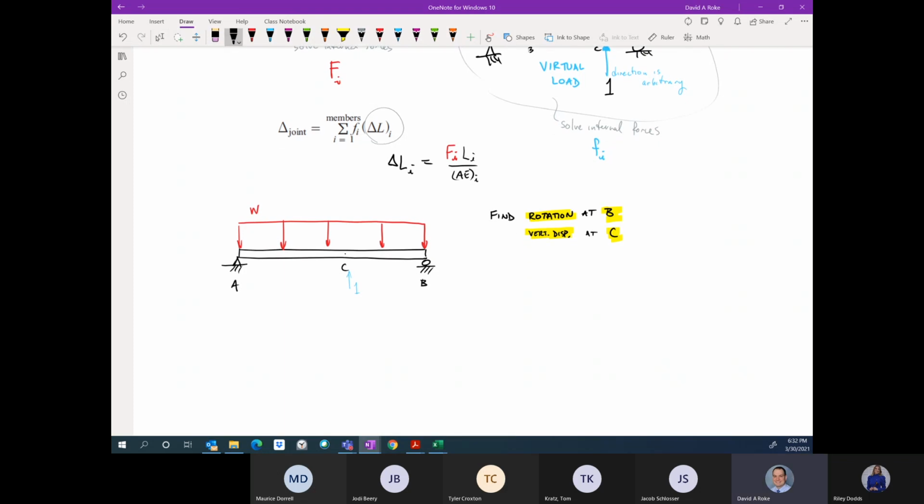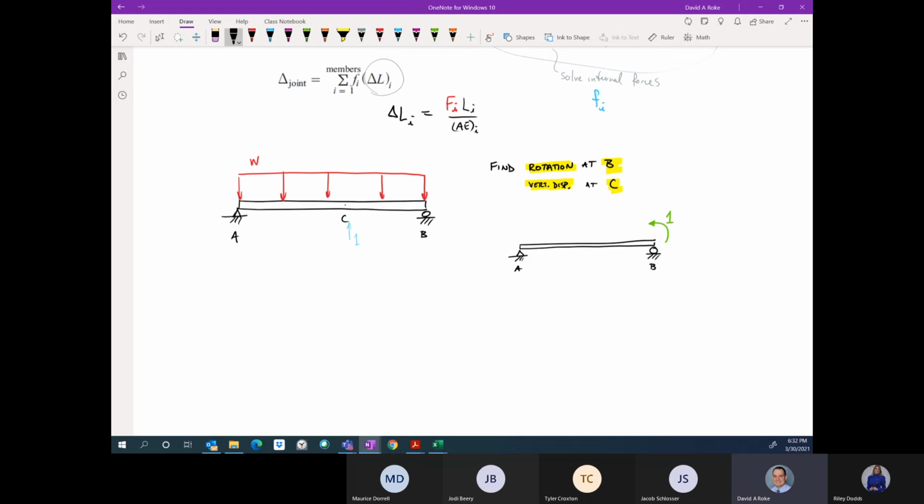So we would create an additional structure. So if I want to find the rotation at B, I would inject a unit moment at B. Again, direction doesn't matter. It's whatever I assume it to be. It has to be a moment. So I could make it, say, counterclockwise with a magnitude of 1. For the vertical displacement at C, I would put a unit force. Upward, downward, doesn't matter. You make a choice.